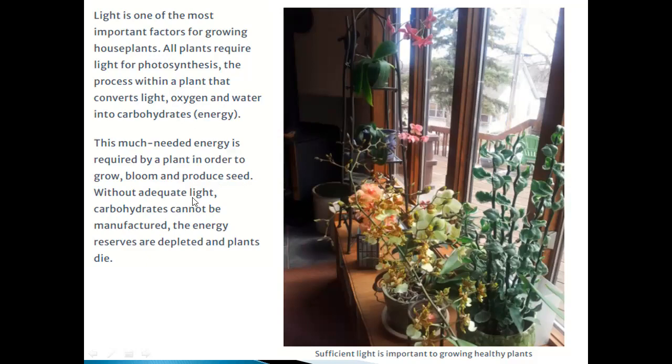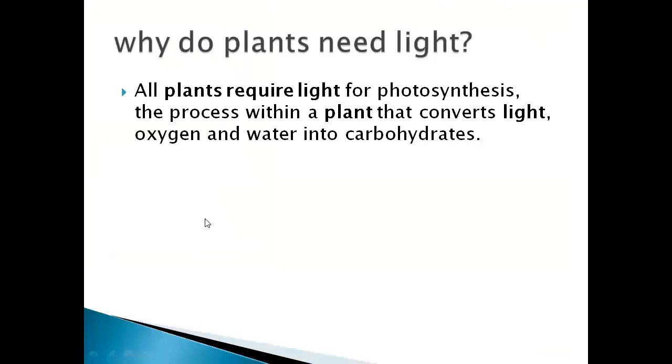Without adequate light, without enough light, carbohydrates cannot be manufactured. If carbohydrates cannot be manufactured, your plant will die. The energy reserves are depleted and the plant dies. If a plant cannot make this energy, it cannot survive further, and at the end it dies. So in simple words, why do plants need light? All plants require light. For what? For photosynthesis. This paragraph is just a summary of the previous slide.